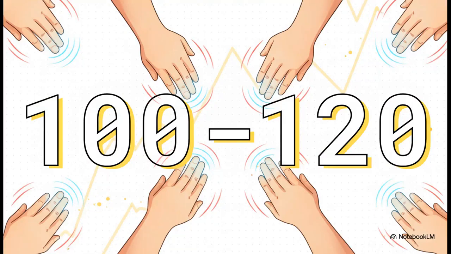And when you start those compressions, you must lock your brain into this number, 100 to 120. That is your strict target rate of compressions per minute, regardless of who the patient is. 100 to 120. It's a brisk, very steady rhythm. You're pushing hard and you're pushing fast to literally act as the patient's heart.